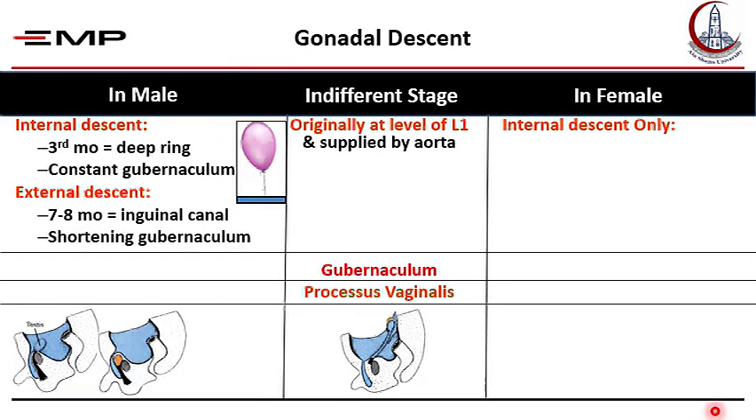External descent, on the other hand, is an active process. The testis stays from the third month till the 7th month at the deep ring, waiting. But during the 8th month, it descends through the inguinal canal to reach the scrotum. This is by shortening of the gubernaculum. It's an active process. At first, fibrous elements in the gubernaculum undergo degeneration, so it becomes shorter, and muscular elements become contracted under the effect of the human chorionic gonadotrophin.